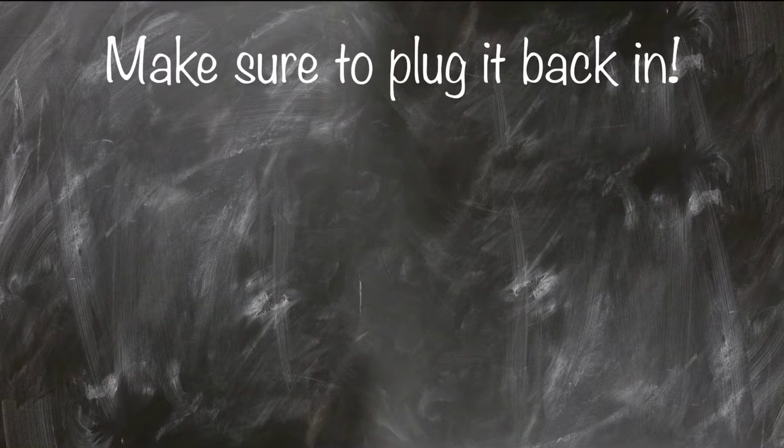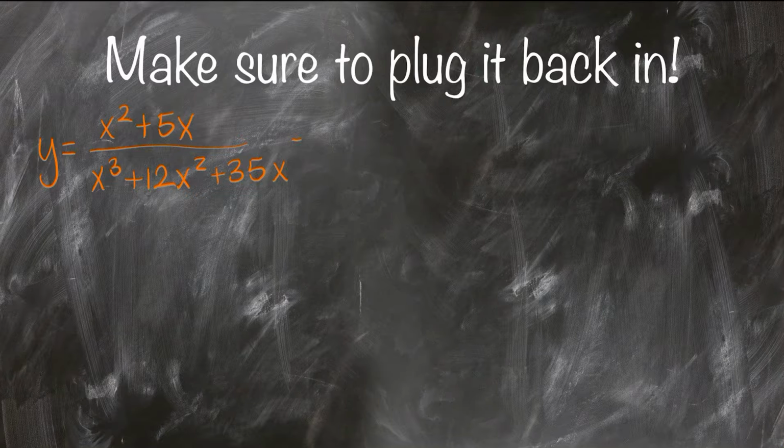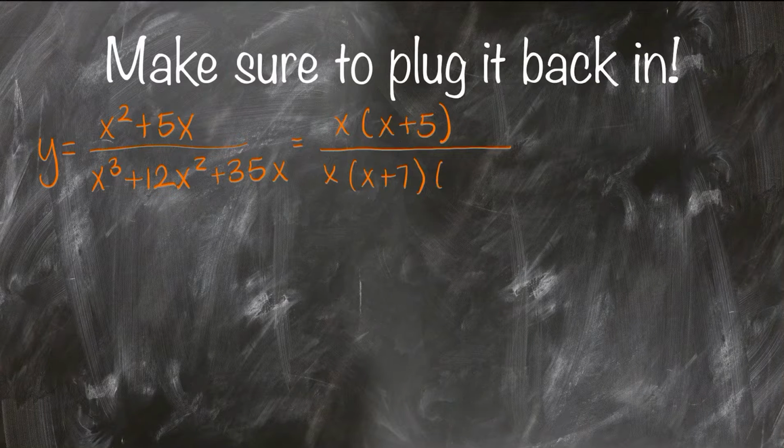Let's try another problem. Y equals x squared plus 5x over x cubed plus 12x squared plus 35x. Go ahead and pause the video and completely factor that. When you do factor that, you're going to end up with x times x plus 5. And this bottom one actually factors into 3 parts. First, we can factor out the x, but then what we're left with factors into x plus 7 and x plus 5.